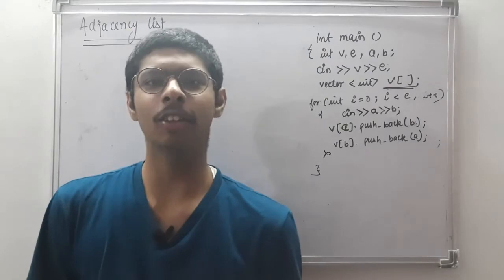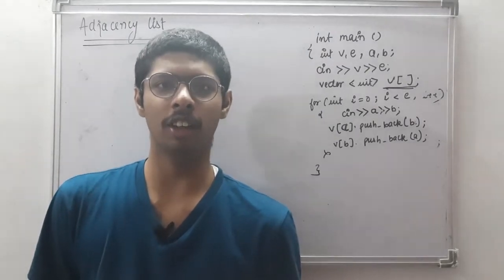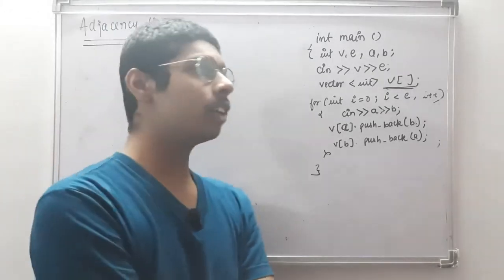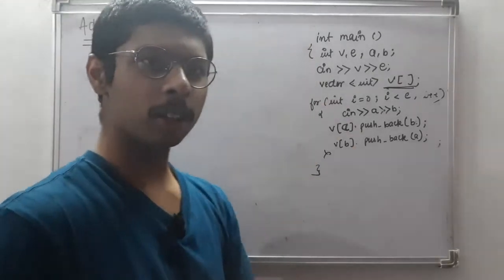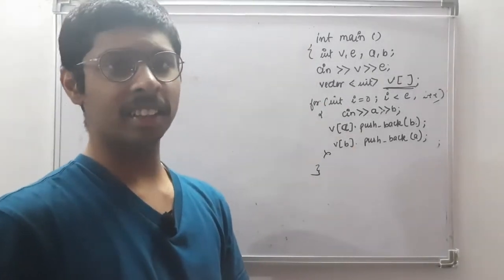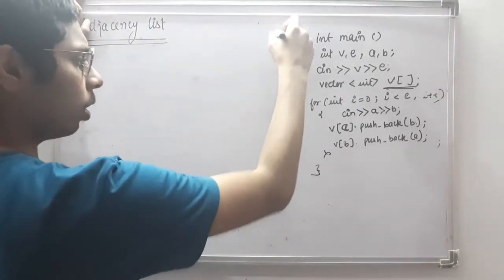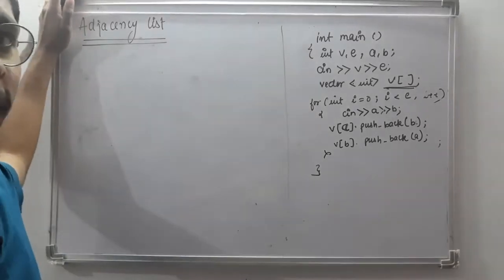Hi guys, today this is the third video of the graph bootcamp, in which we are going to study adjacency list. This is the C++ representation of the adjacency list. Let's do a dry run of this code and understand what an adjacency list is.